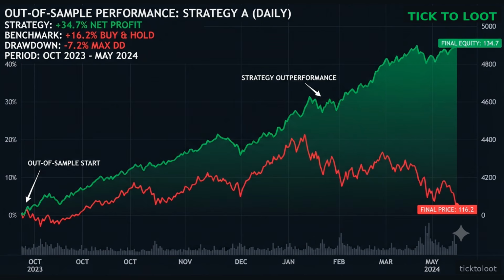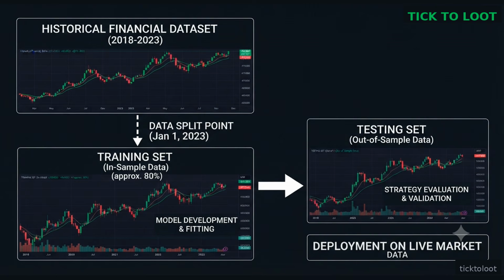You can do this by splitting your data into two parts, a training set and a testing set. The training set is used to develop and optimize your strategy, and the testing set is used to evaluate its performance. By using out-of-sample testing, you could get a more accurate picture of how your strategy will perform in real-world conditions. So, how can you apply in-sample and out-of-sample testing to your trading strategy?